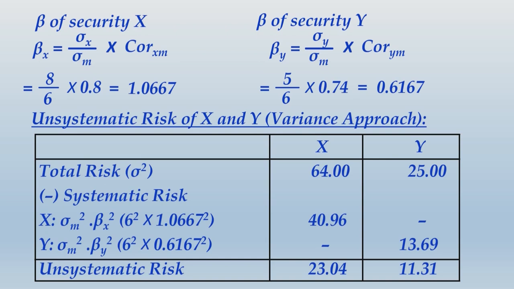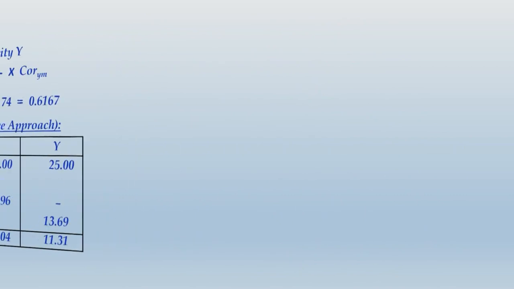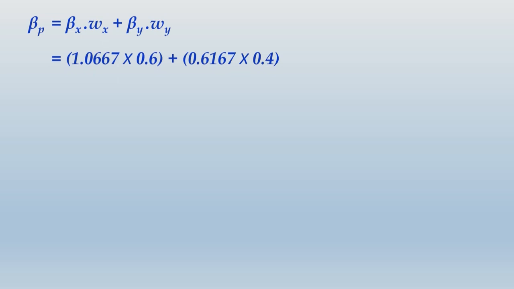Alright friends, let us move ahead and take up the calculations asked in the third and fourth part. But for that, we would want to know the beta of portfolio. So beta of portfolio will be beta of X into weight of X plus beta of Y into weight of Y. We substitute these values and obtain beta of portfolio.